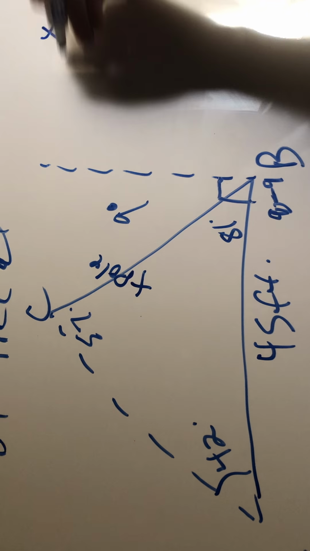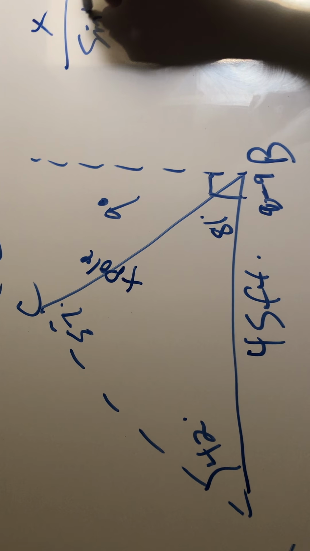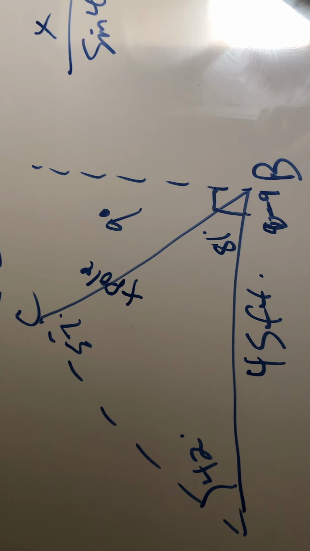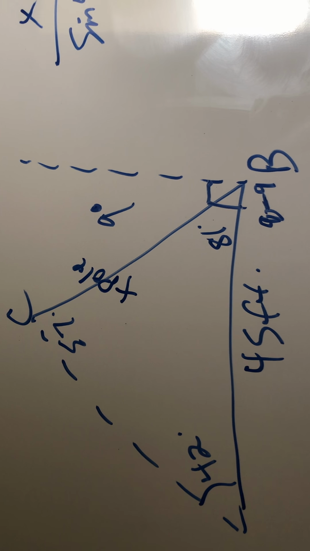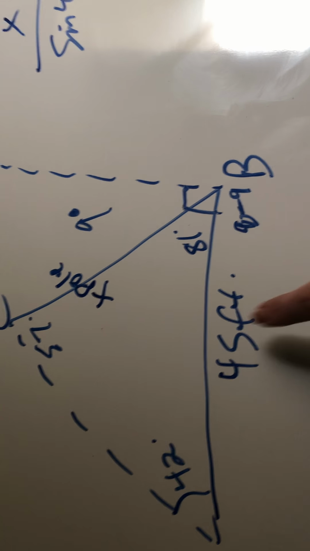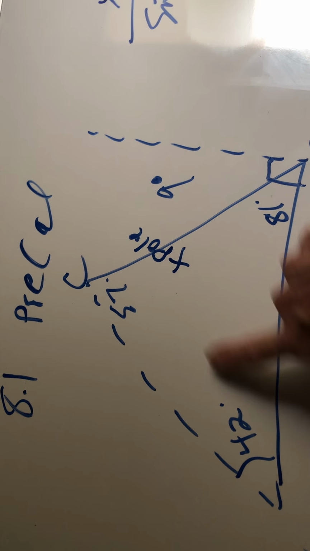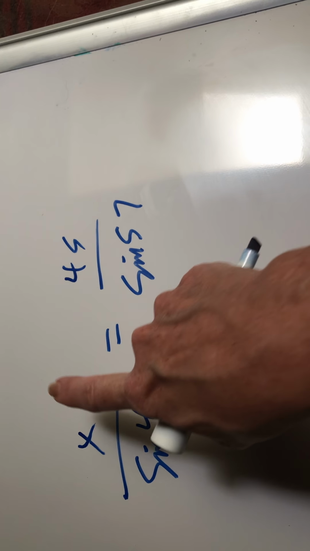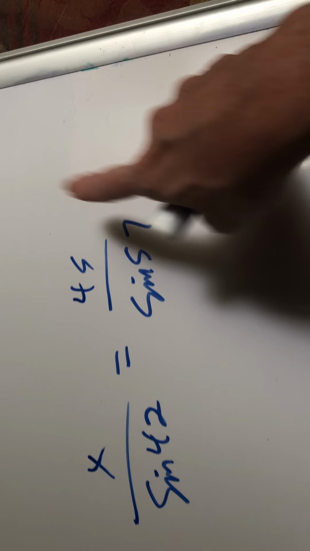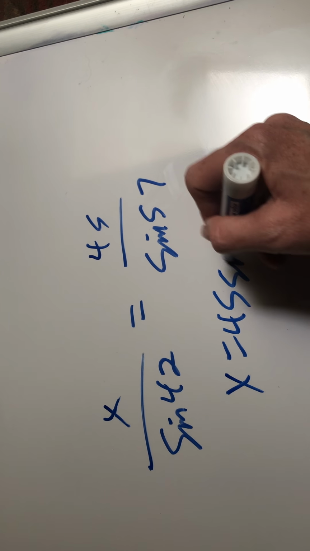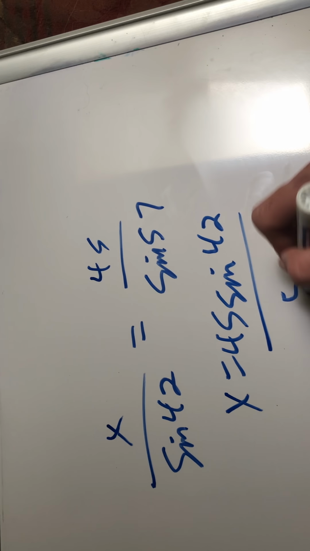So I would put x over sine 42, because x and sine 42, those are opposite each other. And then I'd put 45 over sine 57, because I've got 45 and 57. Those are opposite, and 42 and x are opposite. So x for the pole, sine 42, 45 over sine 57. Again, only one move needs to be made. That sine 42 needs to bump up with the 45.